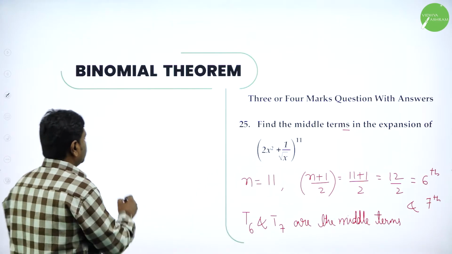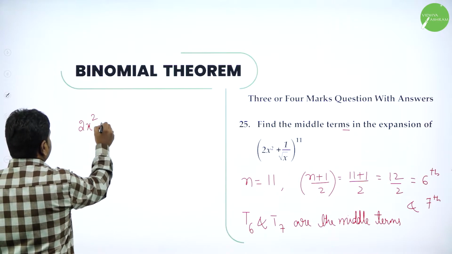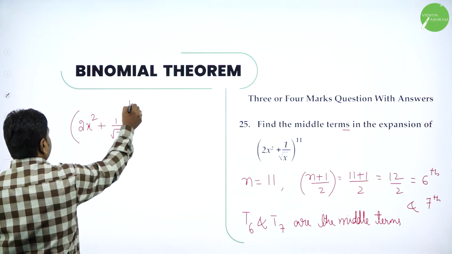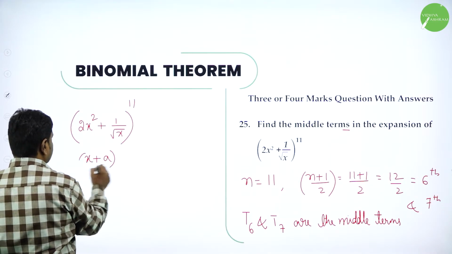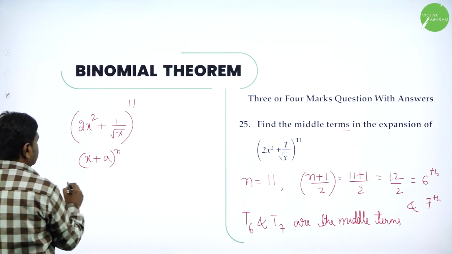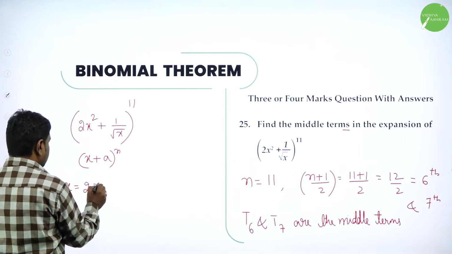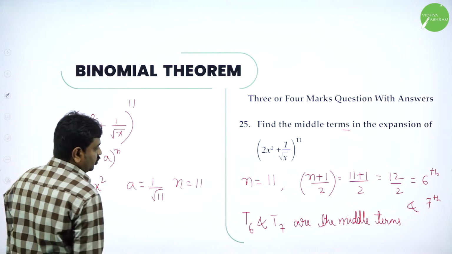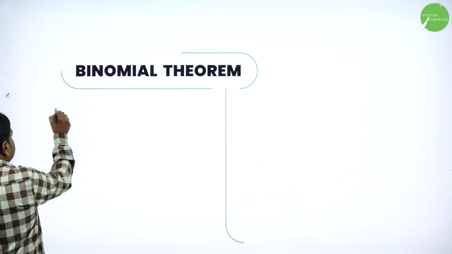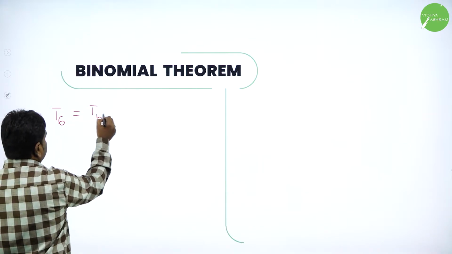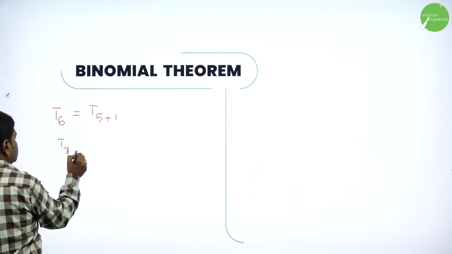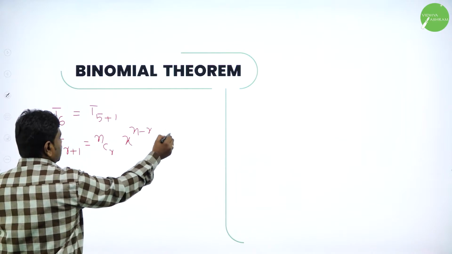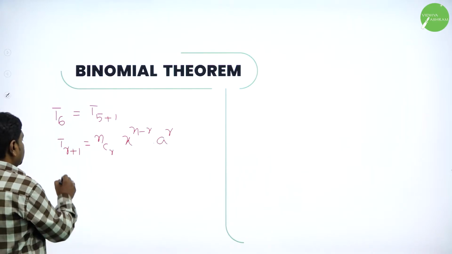Now take the given problem, that is (2x square plus 1 by root x) power 11. Now it is in the form (x plus a) power n. Now by method of comparison, you have x is equal to what? 2x square, and a is equal to what? 1 by root x. N is equal to what? 11, and you need T6 and T7. So we'll find T6. T6 can be written as what? T5 plus 1, and use the formula TR plus 1. What is TR plus 1? TR plus 1 is NCR x power n minus r, a power r. X means the first term, a means the second term.